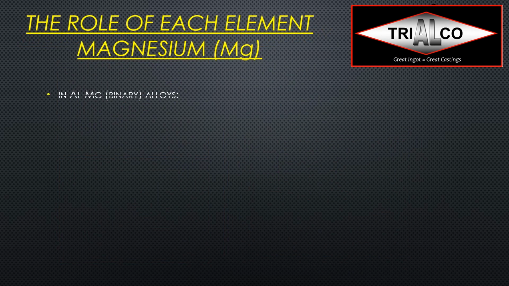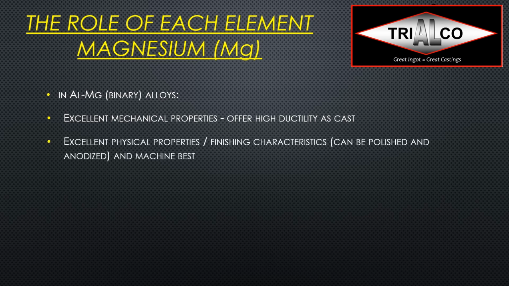Now let's talk about magnesium quickly. And magnesium in aluminum magnesium binary alloys, so the 500 series, they really have excellent mechanical properties as cast. They offer pretty high ductility there. They have excellent physical properties, finishing characteristics. It can easily polish and anodize. That's really the choice that you would normally make when you have that requirement.